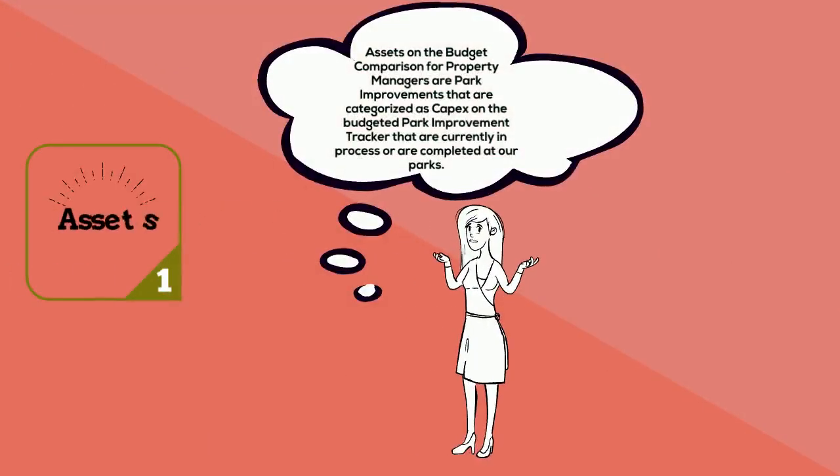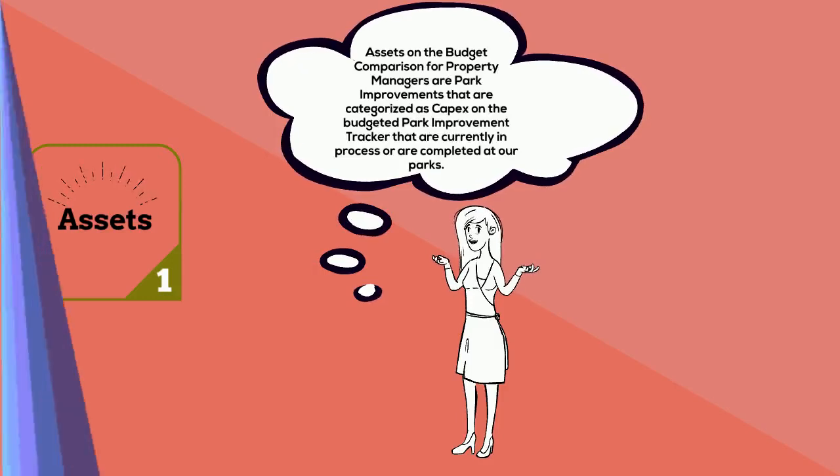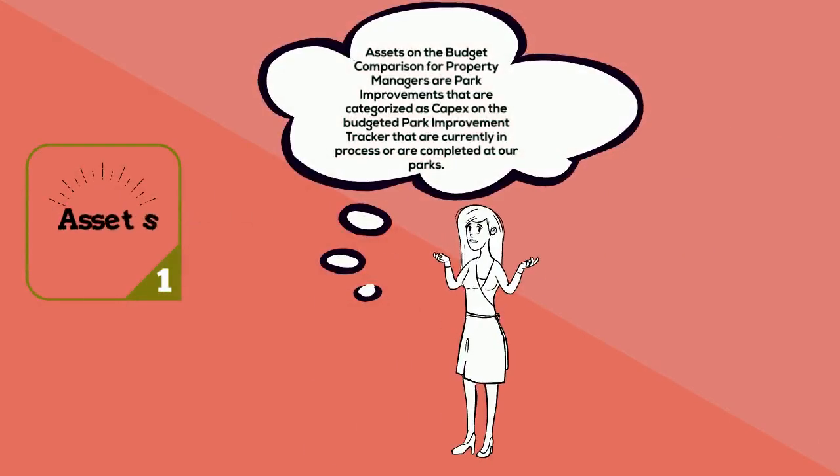Assets on the budget comparison for property managers are park improvements that are currently categorized as CapEx on the budgeted park improvement tracker that are currently in process or are completed at our parks during the time frame of the report that was run. So if we pull the report for May, the CapEx items that will be reflected are park improvements in process or completed through the month of May.